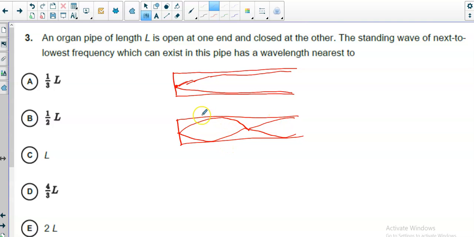So the length of the pipe is equal to 3/4 of a wavelength. So the wavelength would be 4/3 L.